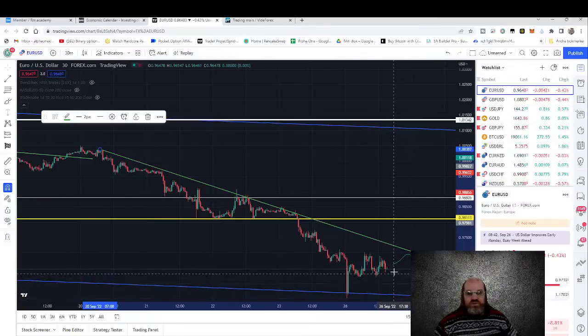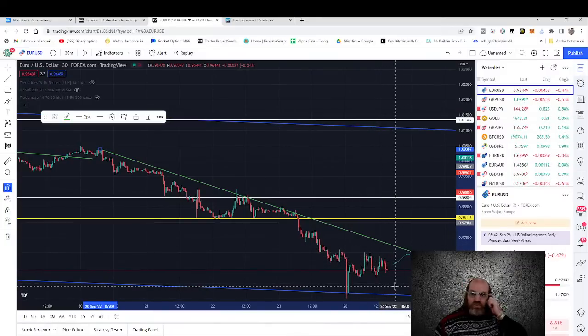But for now we see that we are basically in the middle and there is no trade we can take on this. So I'd rather stay away from euro against dollar right now.